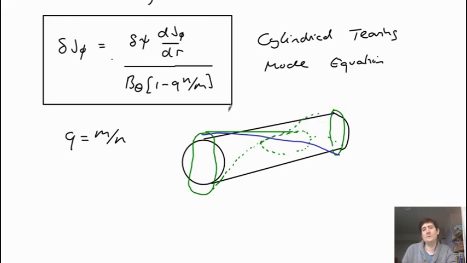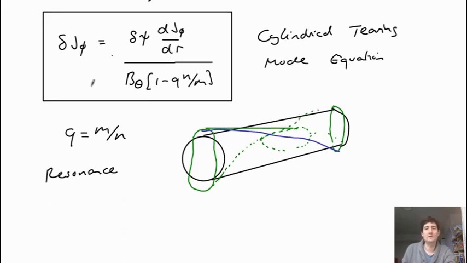Some field lines are being pushed out, some are being pushed in, and there's no bending of those field lines. They're just moving outwards or inwards. This is a resonance, and it is often a condition where instabilities will occur because it minimizes the field line bending. But what we see here is that if you have perturbed flux surfaces, you end up with an infinite current density at those surfaces.